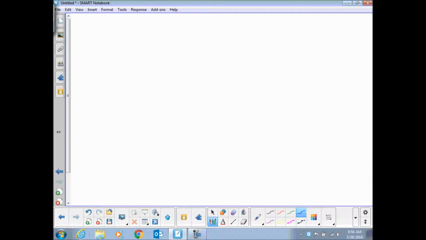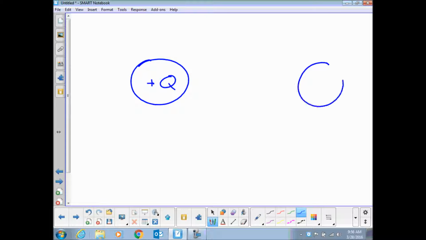Next situation. Similar situation. We have a positive charge there. That's a pretty nice circle. We have a negative there. That might even be a better circle. And I'm going to put my test charge right there, my positive Q test charge.